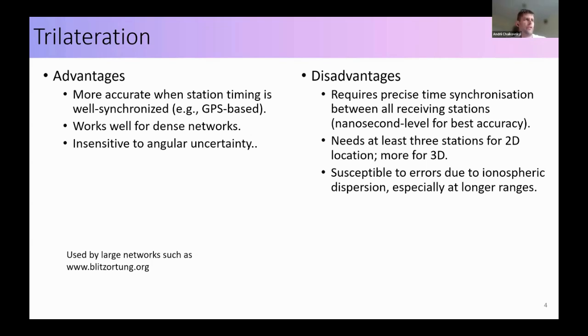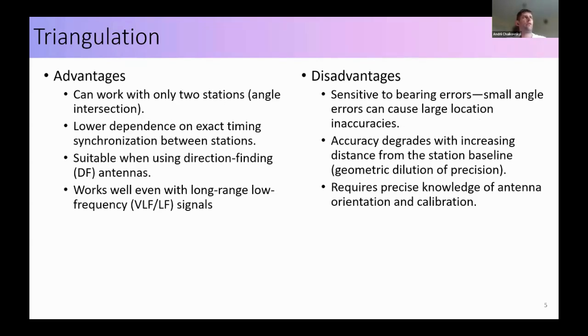Such an approach is used by large networks, for example, Blitzortung.org. It's an open source network for lightning detection. On the contrary, triangulation has its own advantages and disadvantages.